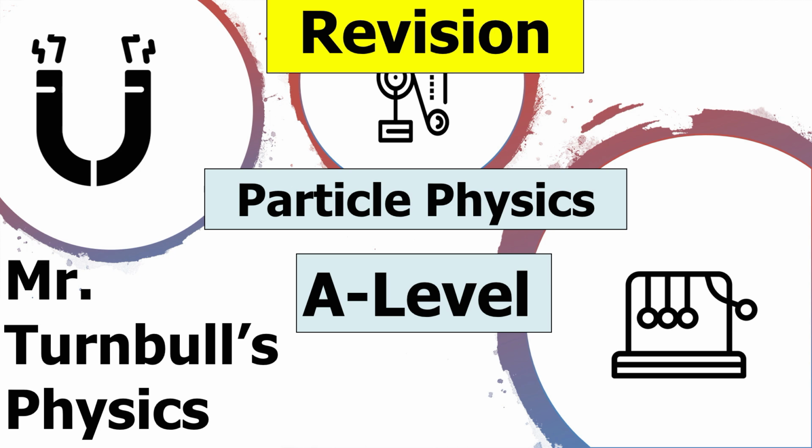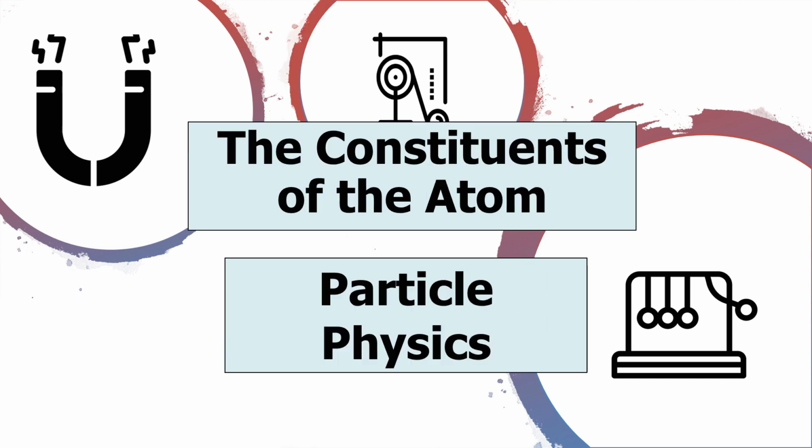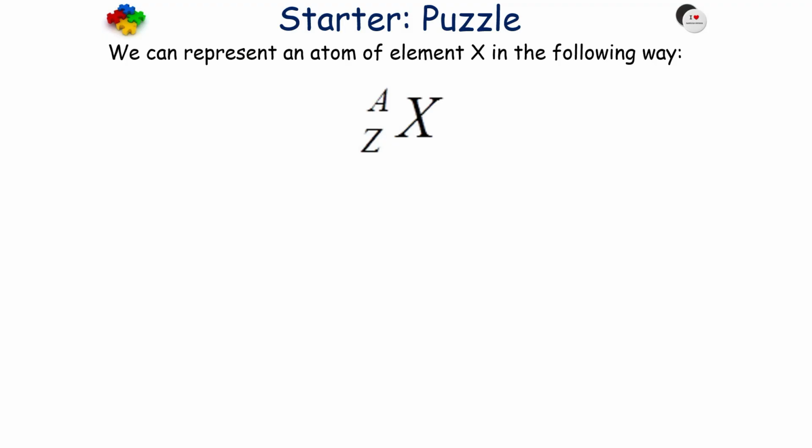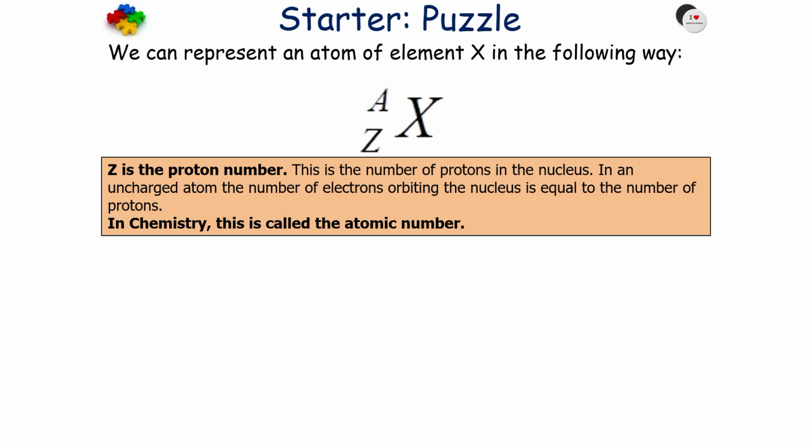So in the first part of this revision session we're going to be looking at the constituents of the atom. So we can represent an atom of element X in the following way. Now in this notation, Z is the proton number, so it's the number of protons in the nucleus. Now an uncharged atom will have the same number of protons as it does electrons. Now in chemistry we call this the atomic number.